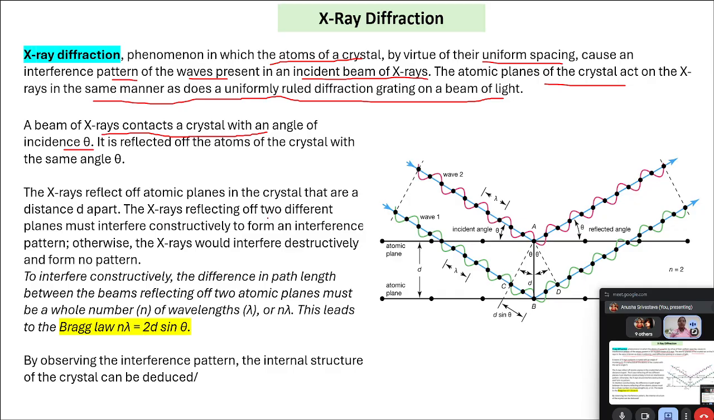The X-rays reflecting off two different planes must interfere constructively to form an interference pattern. Now, if these are the two different atomic planes and these two are the reflected X-rays, these two X-rays must interfere constructively in order to form a signal. Otherwise, the X-rays would interfere destructively and there would be no pattern formed. So to interfere constructively, the difference in path length between the beams reflecting off two atomic planes must be a whole number n of wavelengths, that is n lambda. This leads to Bragg's law.